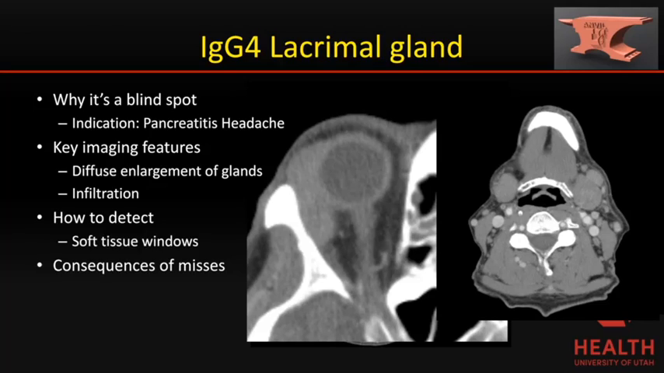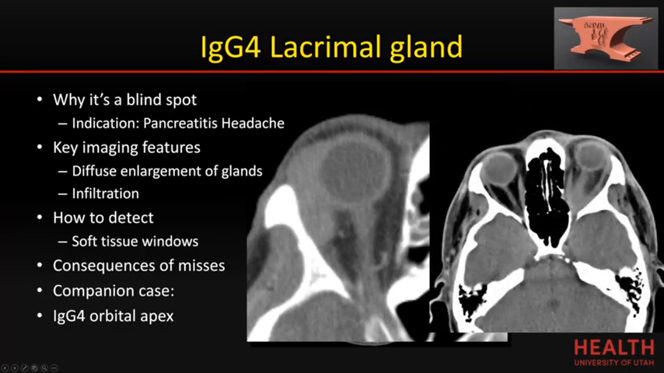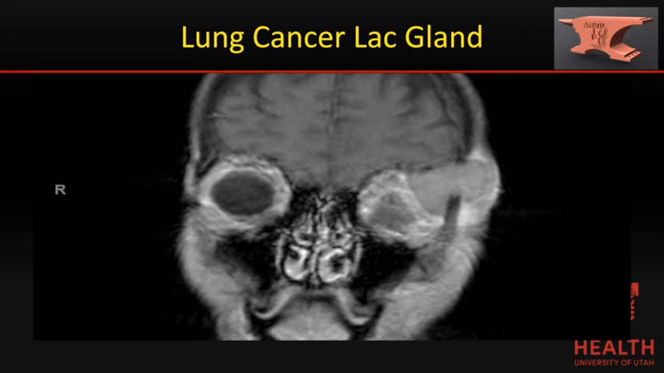Here's a companion case of a patient with a cicatrizing process at the posterior globe, and this also turned out to be IgG4 related orbital disease. This can lead to a compartment syndrome and mass effect upon the orbital apex. Another lesion, this is a lung cancer metastases to the lacrimal gland straddling the palpebral and the orbital lobe with mass effect upon the globe.